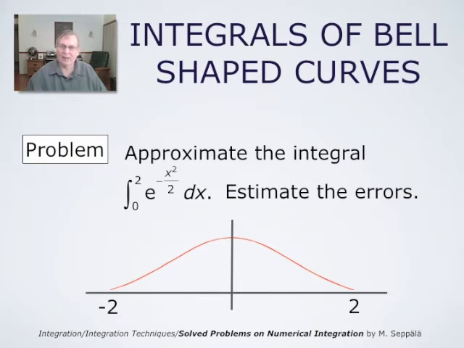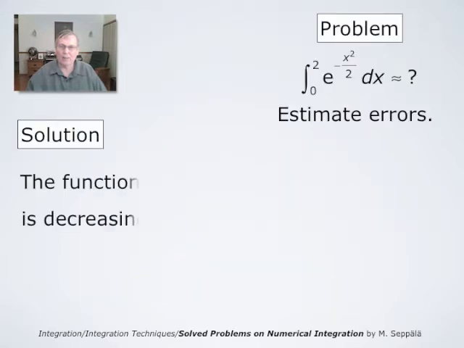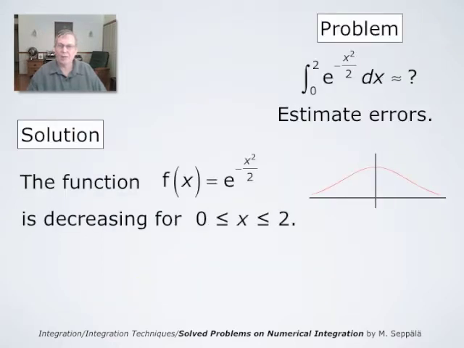We need to estimate the errors, and our task is also to understand which methods work best for this particular integral. To estimate this integral from 0 to 2 of e to the negative x squared over 2 dx numerically, we first observe that in the interval of integration, that is when x is between 0 and 2, the graph of this function, that is the red curve shown here on the right, is decreasing.